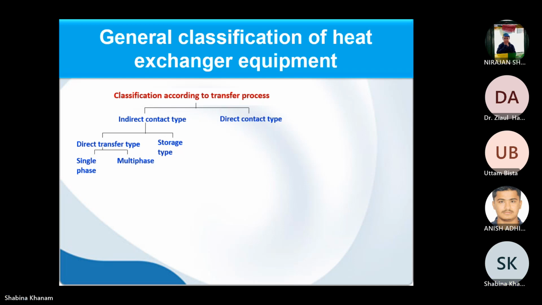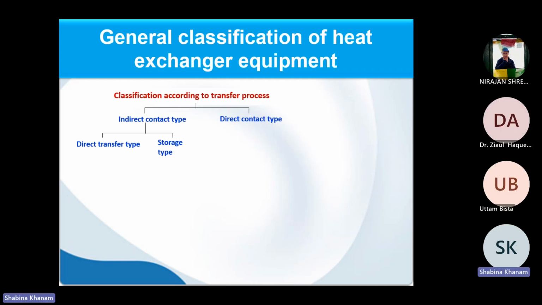Yes, ma'am. Okay. So if you see here, I'm having indirect contact type, which is further classified as direct transfer type and storage type. Direct transfer type we have already discussed. Storage type means we need some media, some means to store the energy, to store the heat. Then that heat would be transferred to wherever it is required. So how can we do that?